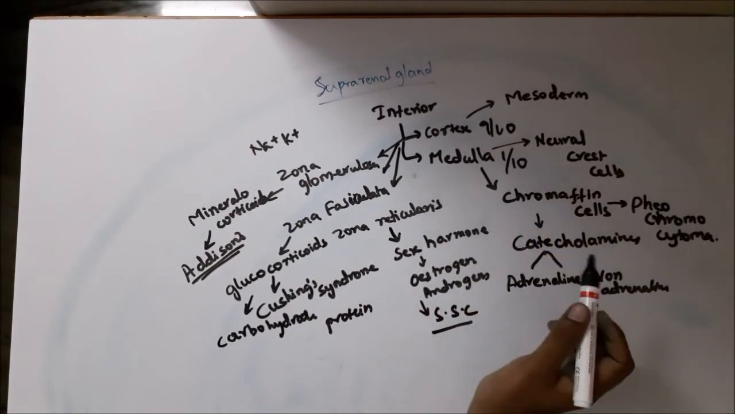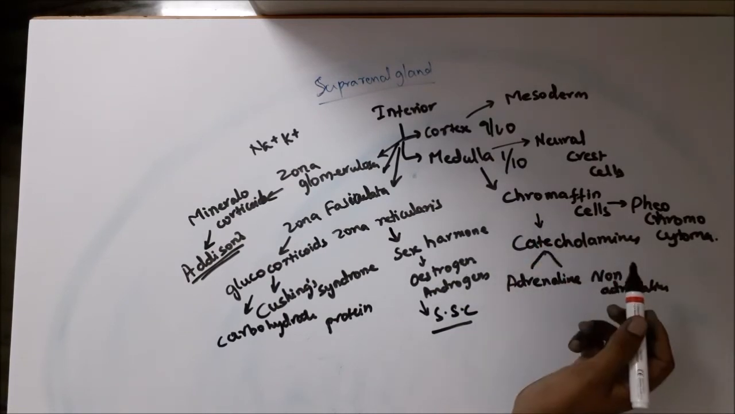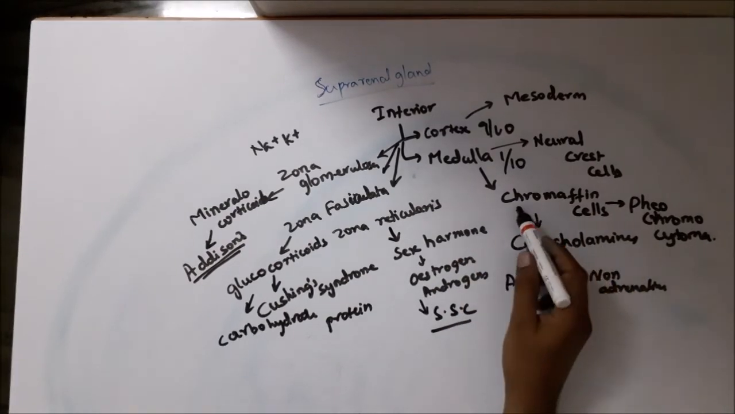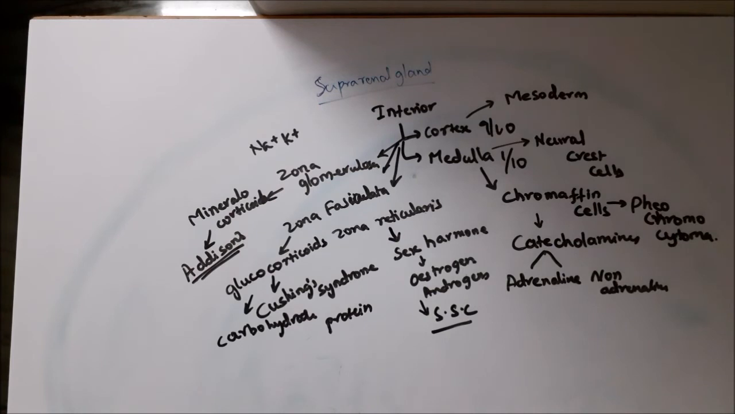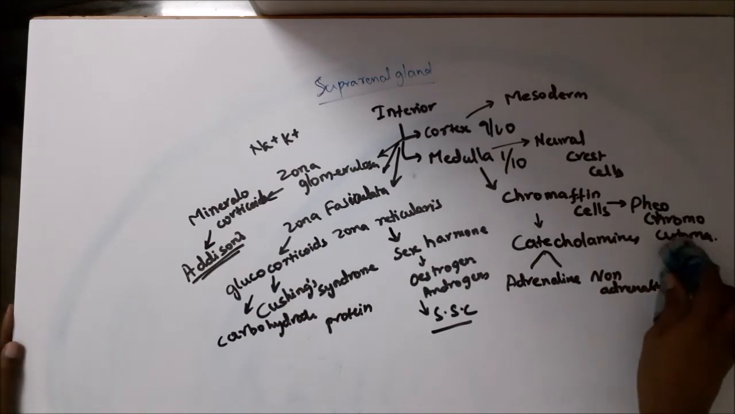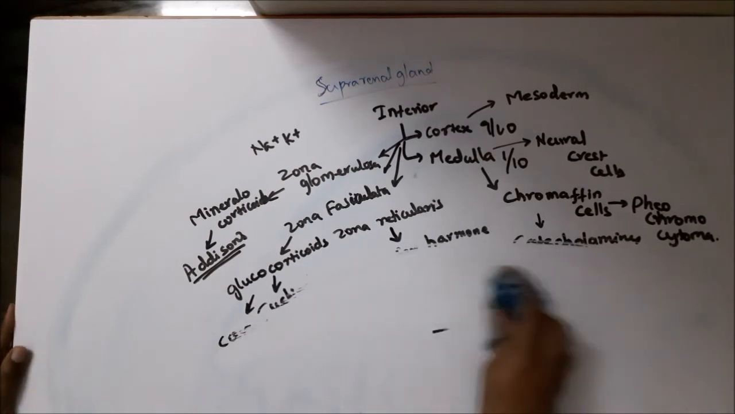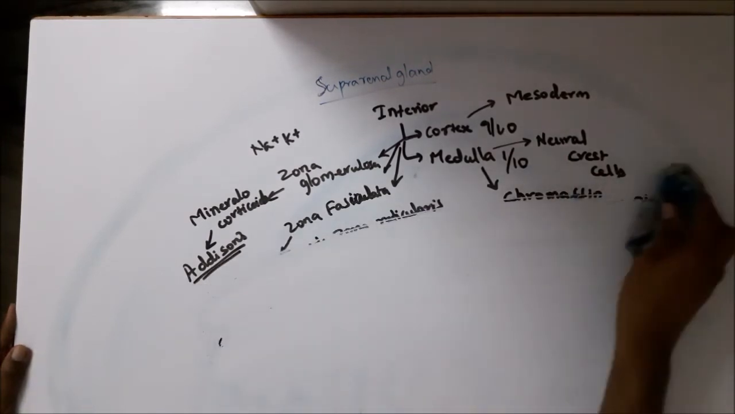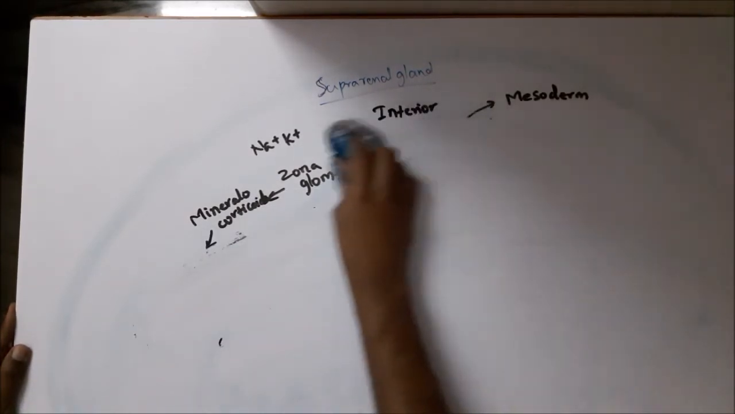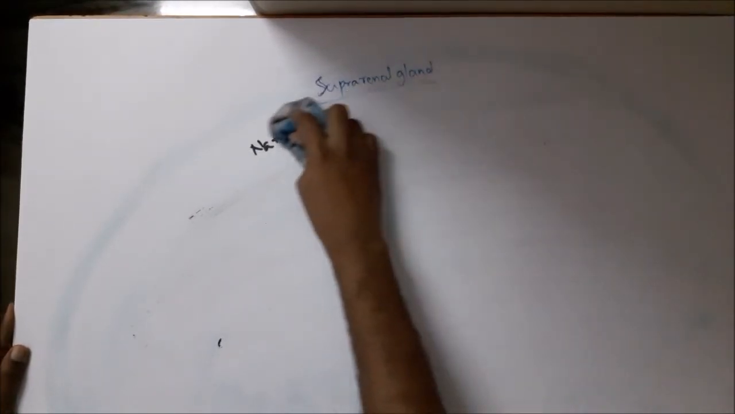Then the medulla is developed from neural crest cells. So there you have chromaffin cells, which secrete the fight and flight hormones. That is the interior of this suprarenal gland. Next is the arterial supply, venous drainage, lymphatics, and the nerve supply.